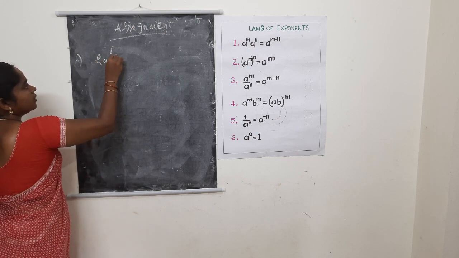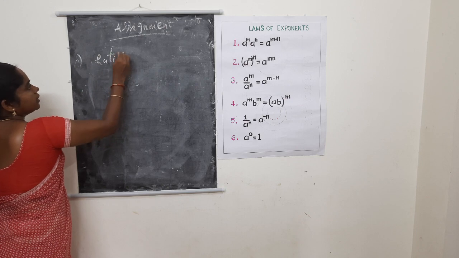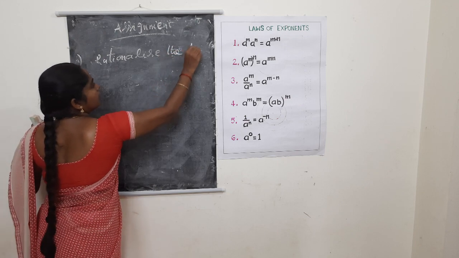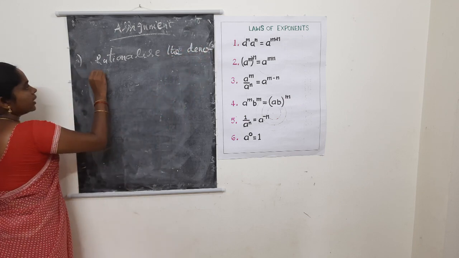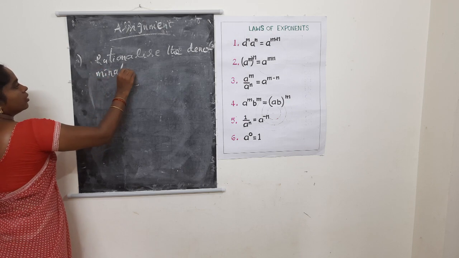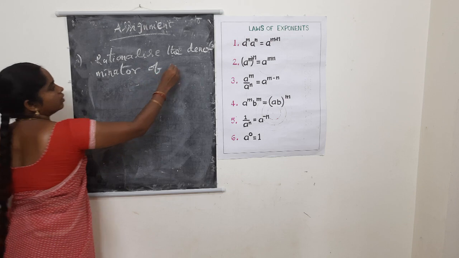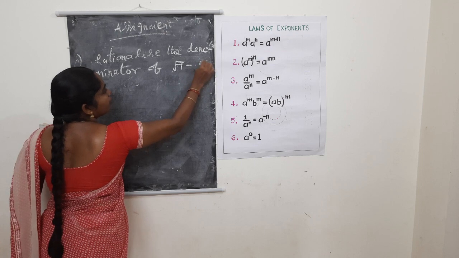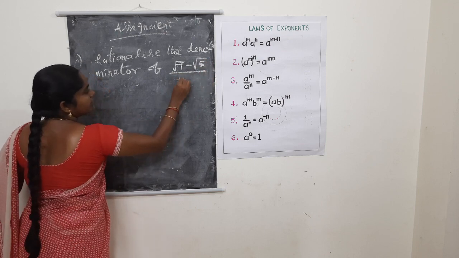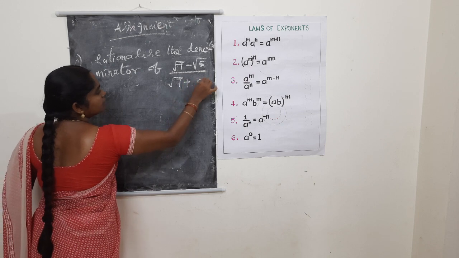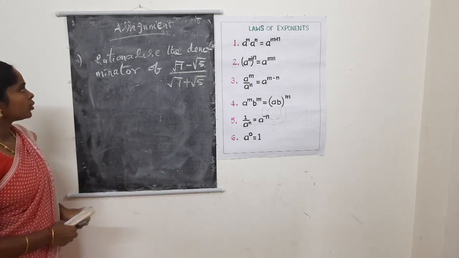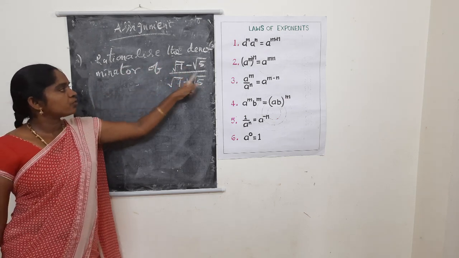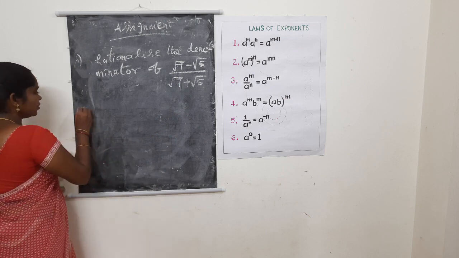The first problem is: rationalize the denominator of (root 7 minus root 5) by (root 7 plus root 5).